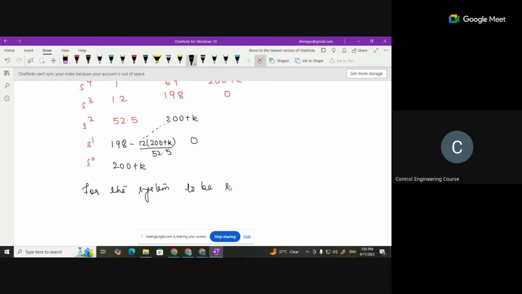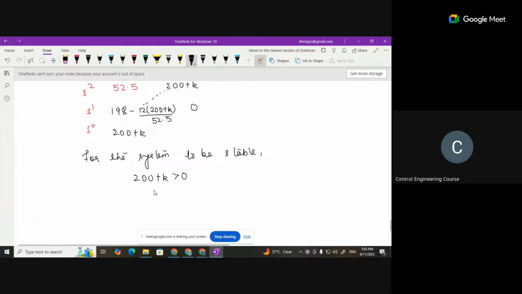I can write down from here that 200 plus K should be greater than 0. Fine. Which gives me that K should be greater than minus 200, right? And 198 minus 12 into 200 plus K divided by 52.5 should be greater than 0, right? Solve this and tell me what will be the value of K from this expression.